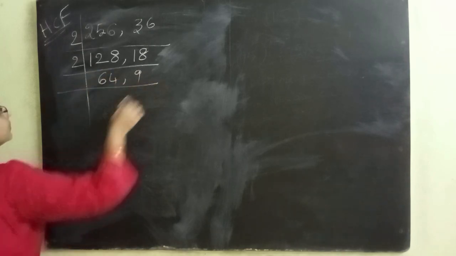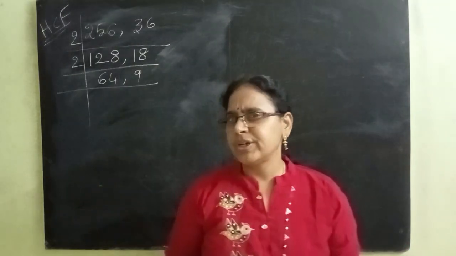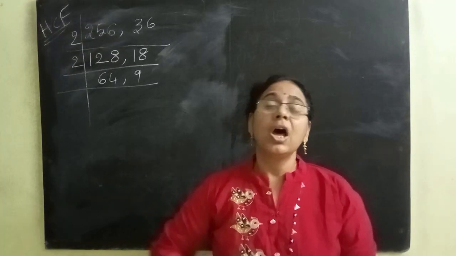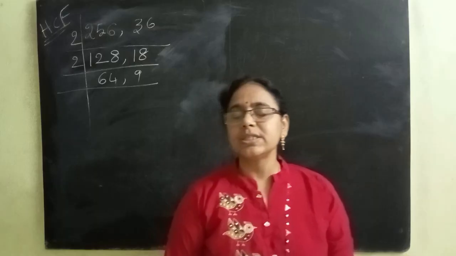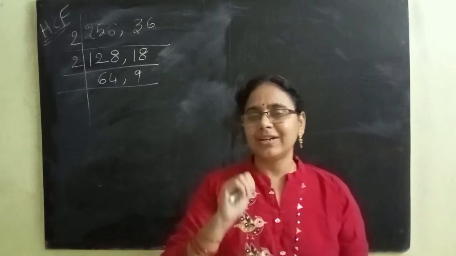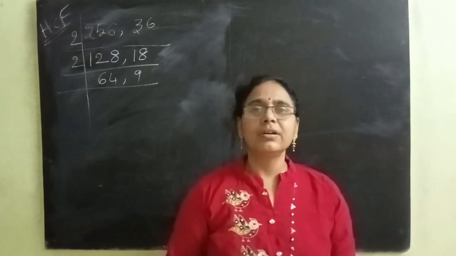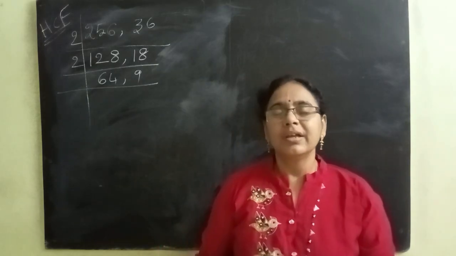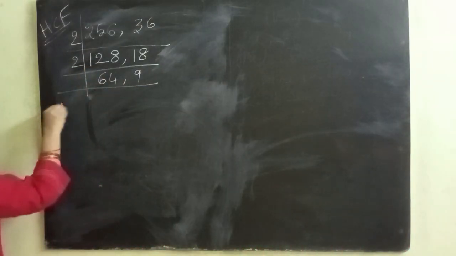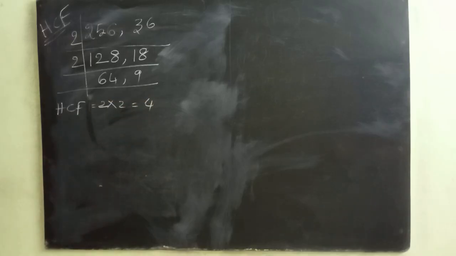64 and 9. Are these two numbers divisible by any table? 9 means 3 table. Does 3 table have 64? No. Highest common factor means that all the numbers given must be divisible by the same table, then only we write it. Product of common factors only, unlike LCM we can't continue it. So here 64 and 9 are not divisible by the same table. That's what HCF is completed. So HCF is the product of common factors. We got HCF is 4.